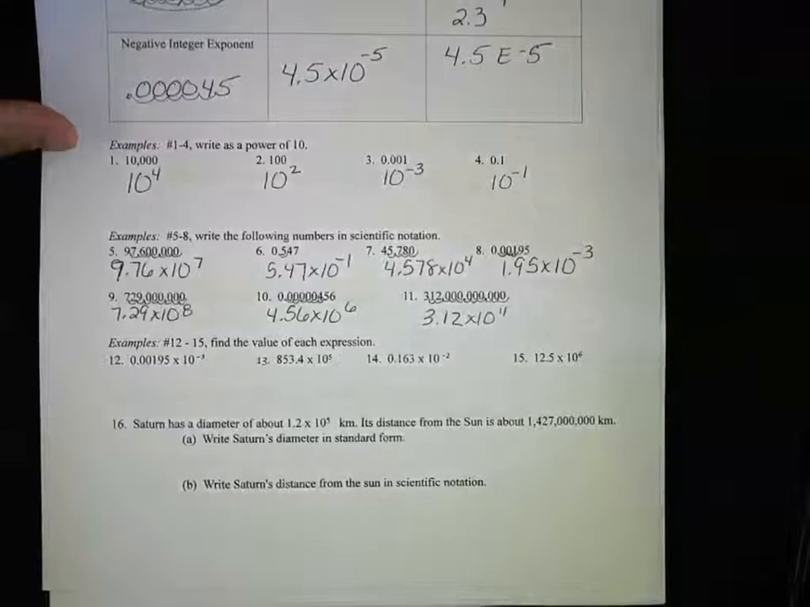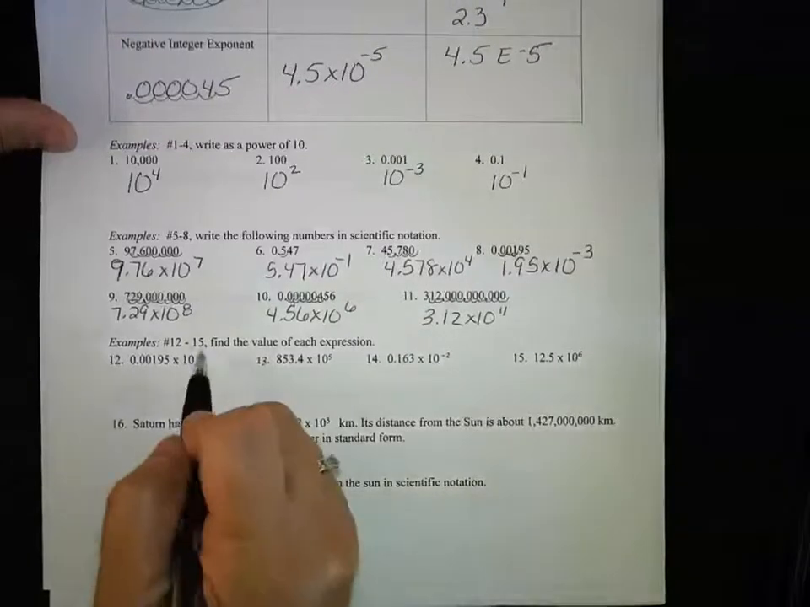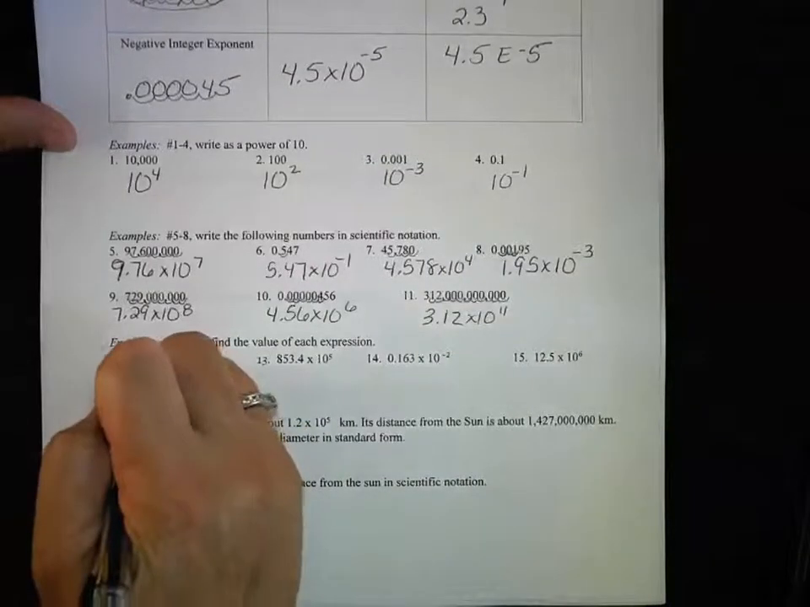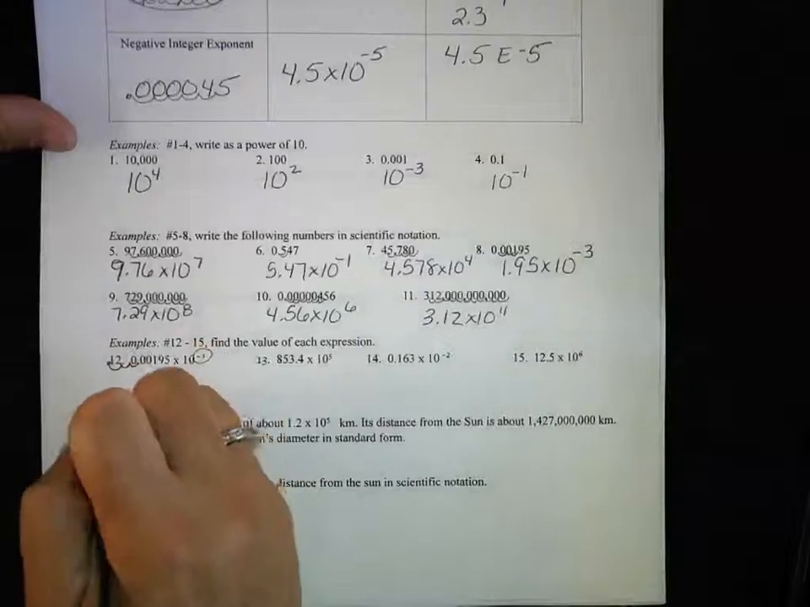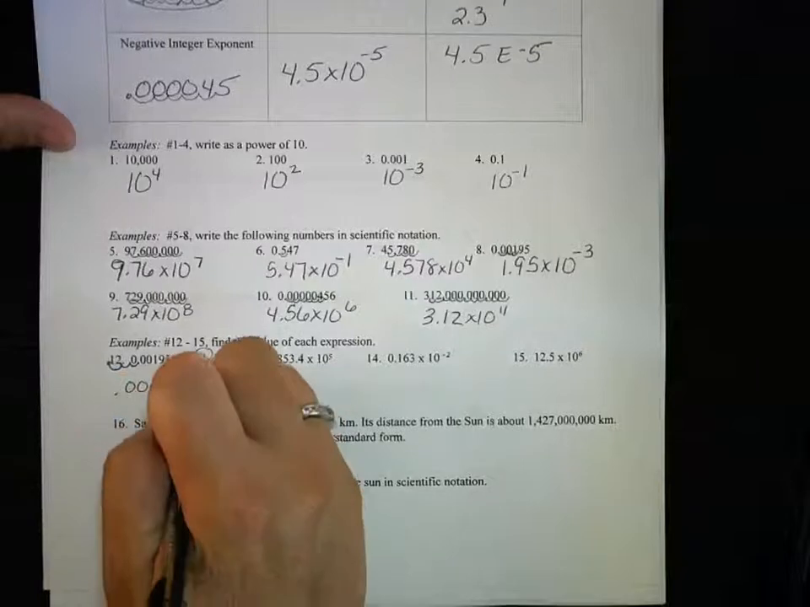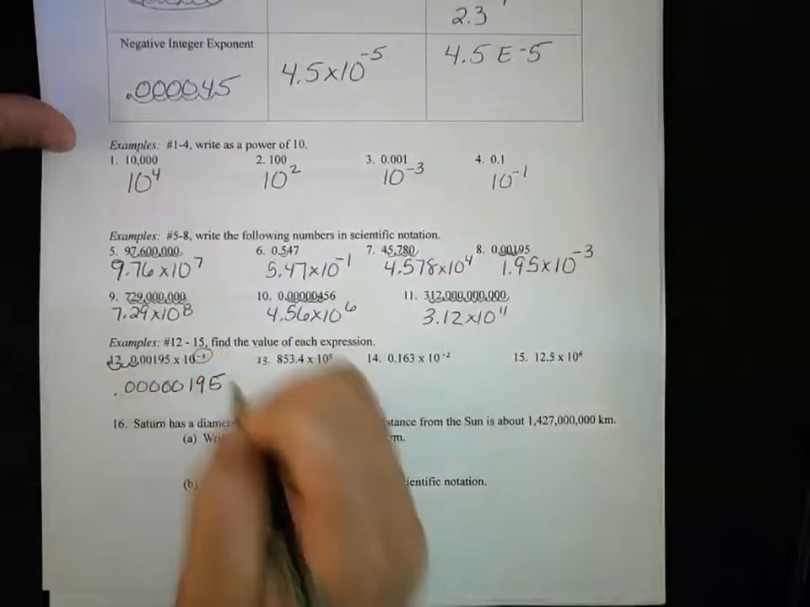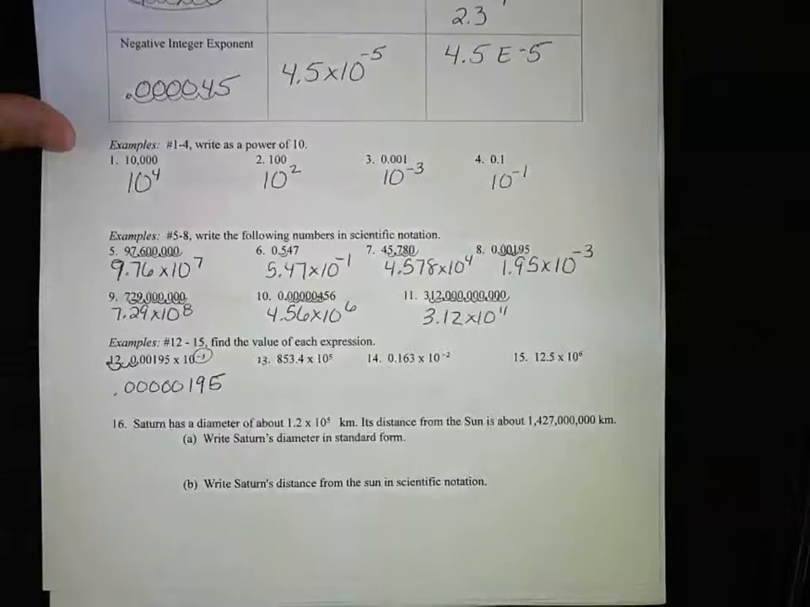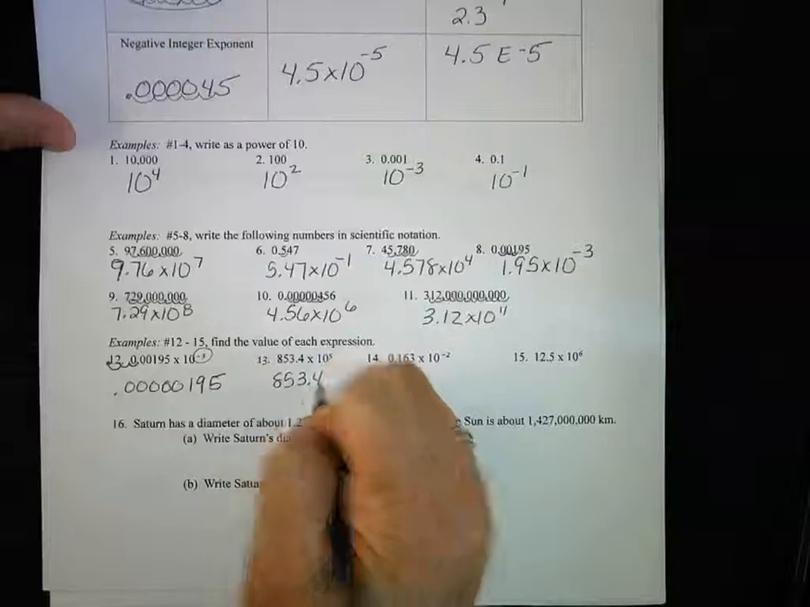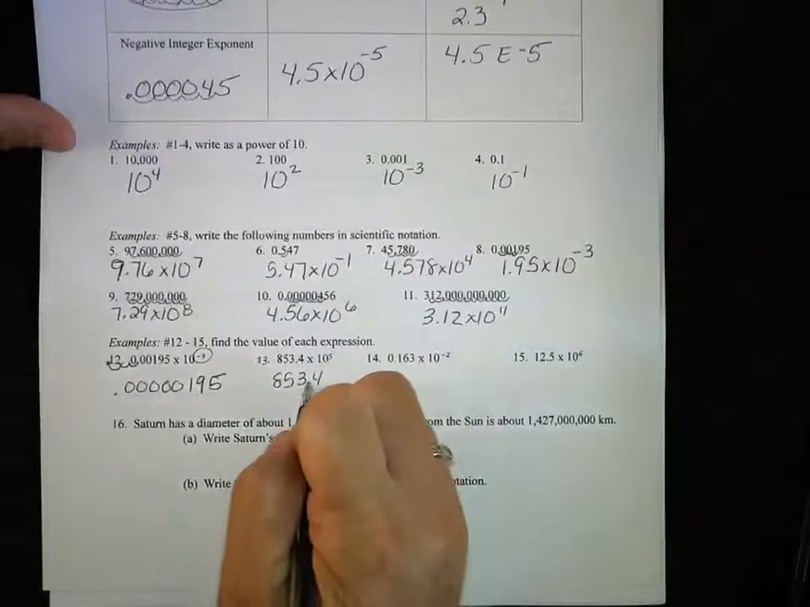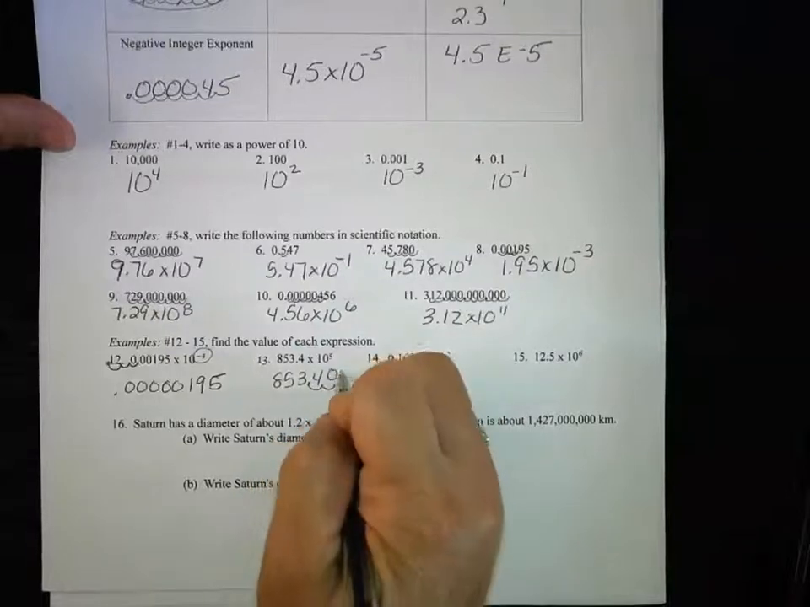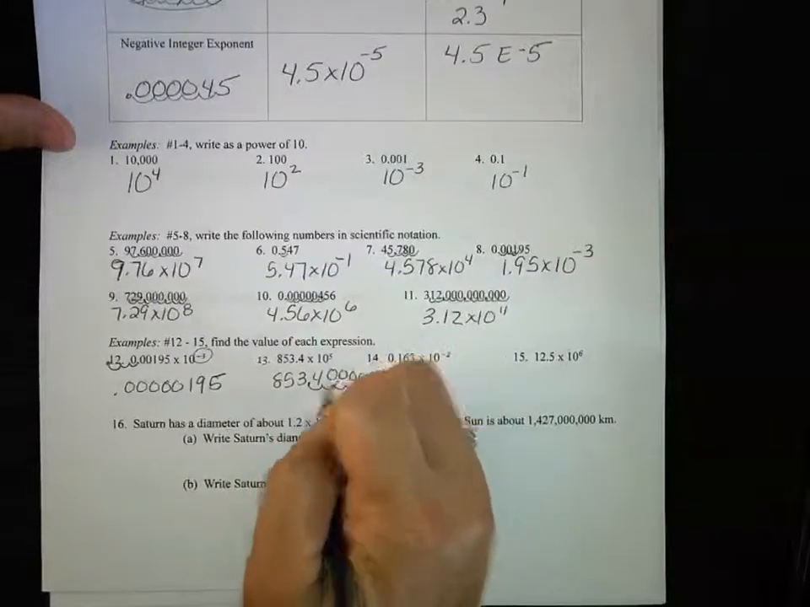12 through 15, we're asked to find the value of this expression. Here our exponent is -3, so we need to move our decimal point 3 spaces to the left, and we will have 1, 2, 3, 4, 5 zeros, and then the number 195. 13, we're going to take this 853.4, and we're going to move our decimal point 5 places to the right. 1, 2, 3, 4, 5. And I'm going to fill those in with zeros.